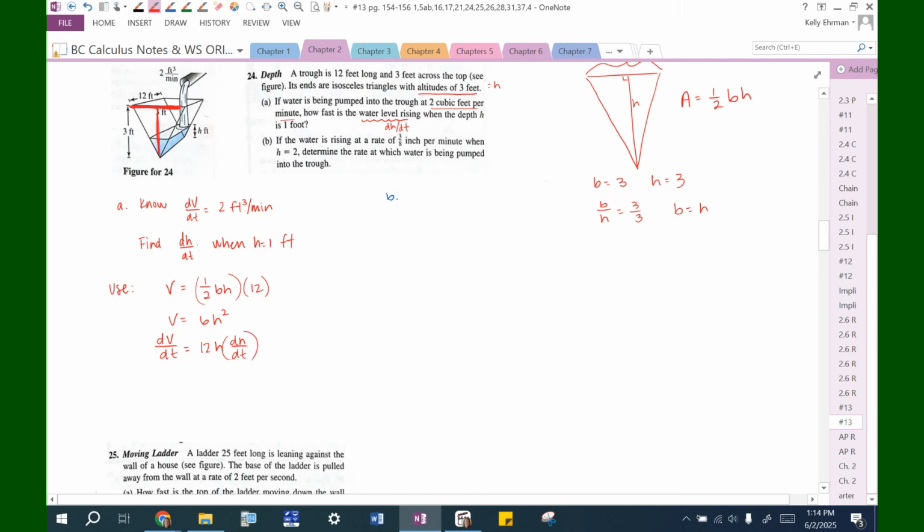I skipped right to finding those values. We know dV/dt is 2. We're looking for when the height is 1. What's dH/dt? So if I divide by 12, I will simplify that. That's 1/6. And this is measured in feet per minute.